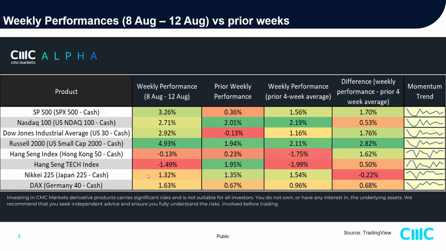So performance wise, it's almost the same for the Nikkei 225, up 1.32% last week compared to the prior week performance, about the same at 1.35%. If you look at the momentum trend, it's kind of still sideways, but trying to inch pretty much higher. And as for the DAX, it's actually improving by inching slightly higher as well, not shaping any lower lows on the momentum trend. So the DAX last week was actually up pretty significantly, 1.63% versus its prior week performance at 0.67%.